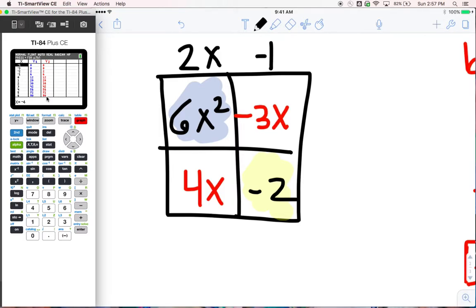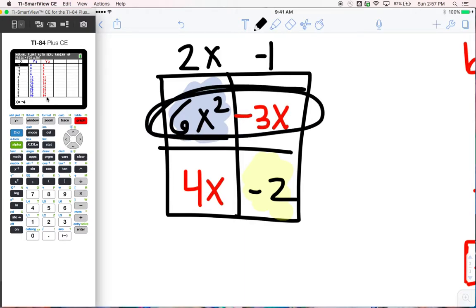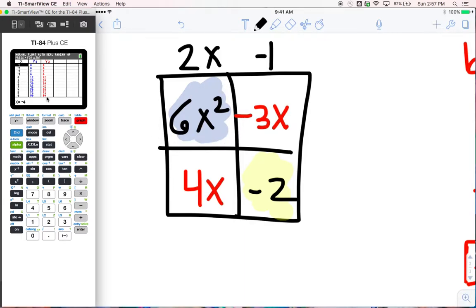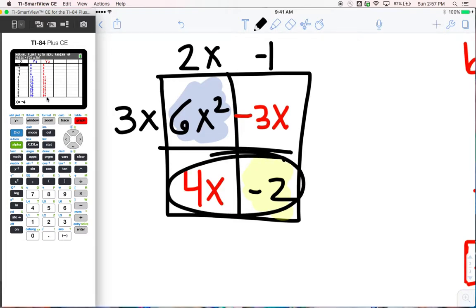All right, now let's look at our rows. 6x squared and negative 3x. Both of those can be divided by 3, and they both have x, so 3x. And don't make this negative, only if the box it's touching is a negative. All right, last row, we got 4x and 2. The GCF for that row is going to be a 2. All right, and that's it.